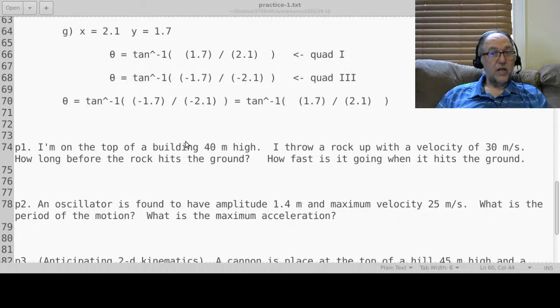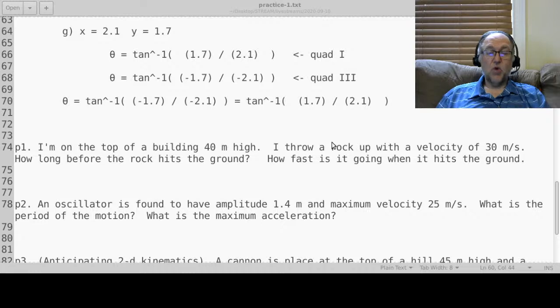Okay. So this is 1D kinematics, constant acceleration. I have here that I'm on the top of a building 40 meters high, and I throw a rock up with a velocity of 30 meters per second. How long before the rock hits the ground? And how fast is it going when it hits the ground? Okay, so 1D kinematic problem.